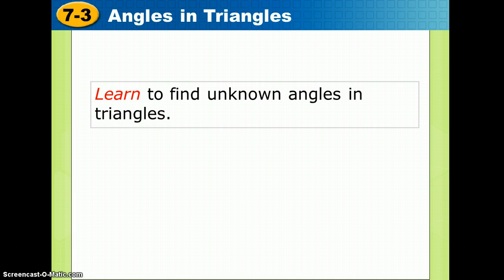Our objective today is to find unknown angles in triangles. So here we go.